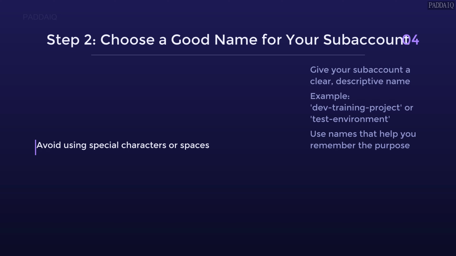Avoid using special characters or spaces. This means only use letters, numbers, and hyphens in your sub-account name. For example, use Dev Project 01 instead of Dev Project number 1. This ensures the name is compatible across all systems and avoids technical errors. Following this simple rule makes your setup process smooth and reliable.